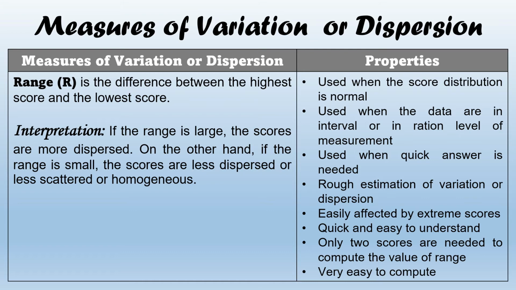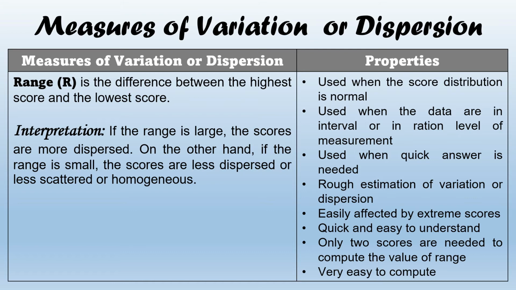It gives a rough estimation of variation or dispersion. Again, this is technically rough, kasi nga, very simple yung ginawa. Kinuha lang yung difference between the highest score and the lowest score. So if we are to really look at how dispersed or how varied the scores are, you have to go through the other measures of variation or dispersion.